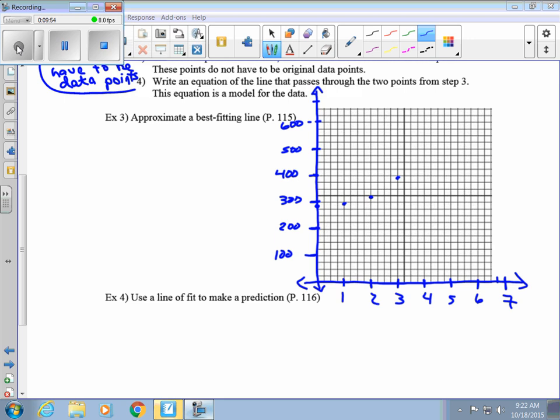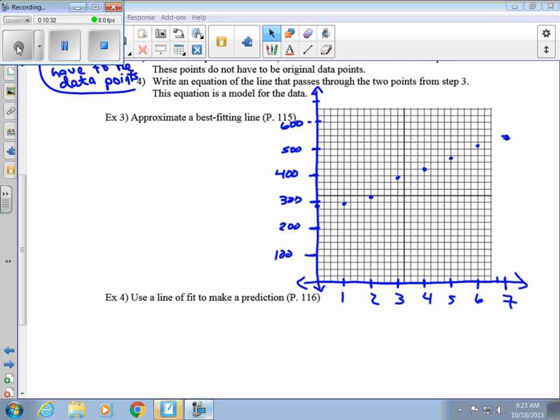Then I have 4, 425. It's right on there. I have 5, 471, just below my 475. I have 6, 511. And we have 7, 548. All right, so we've graphed our data points.